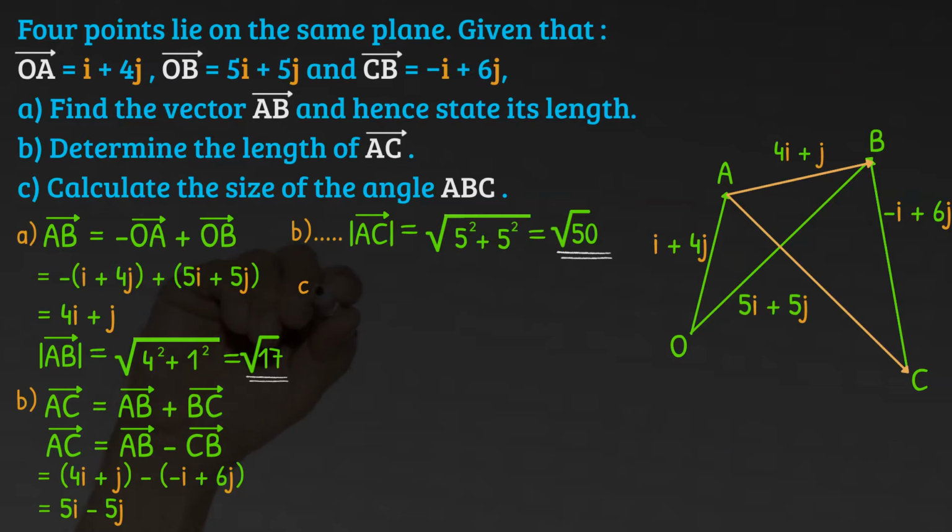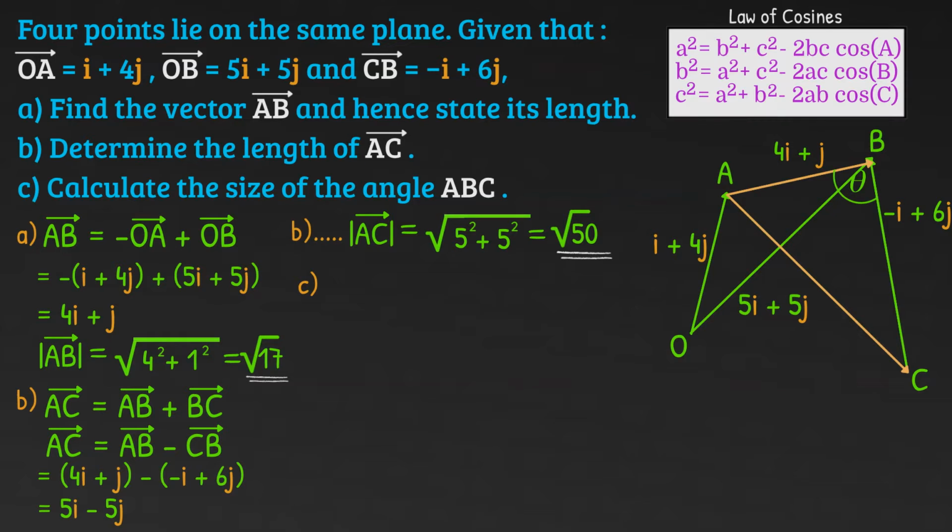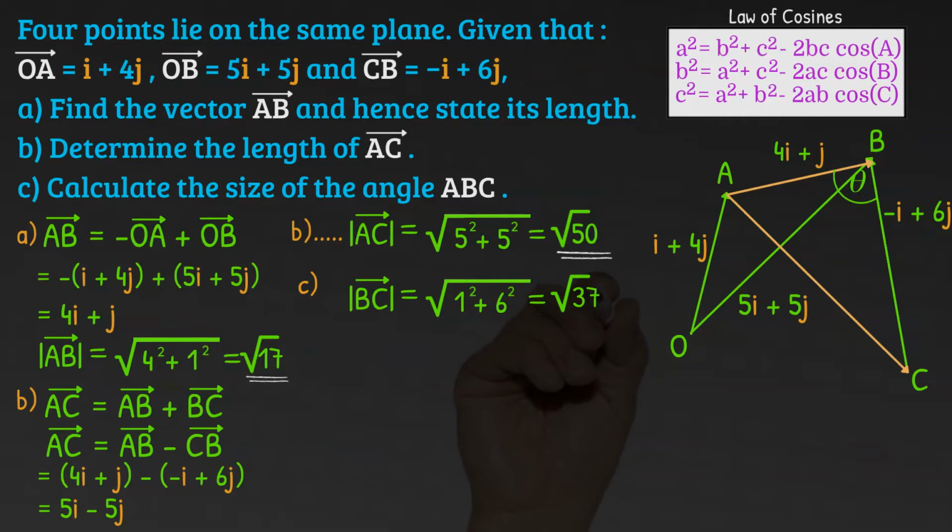Now for part C, we're asked to calculate the angle ABC. To do this, we'll have to use the law of cosines. Now with the law of cosines, we'll need the length of AB, the length of AC, and the length of BC. Now we have the first 2 lengths, but we don't have the length of BC. So the first thing to do is to work out that length. Now we already have the vector CB, so it should be relatively easy to work out the length, which is the square root of 1 squared plus 6 squared, which is the square root of 37.